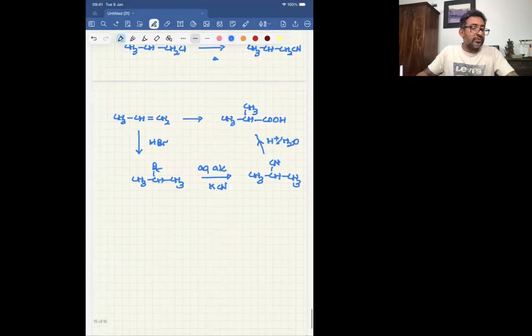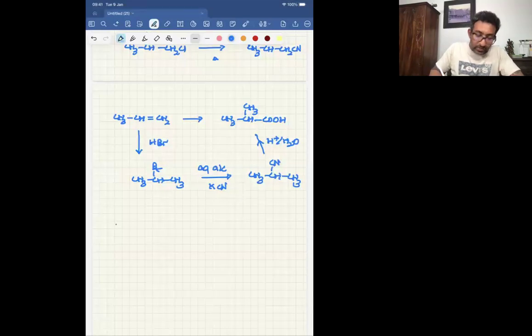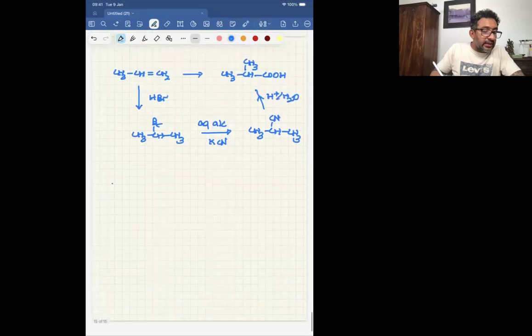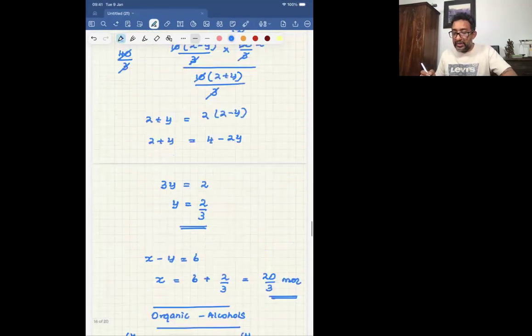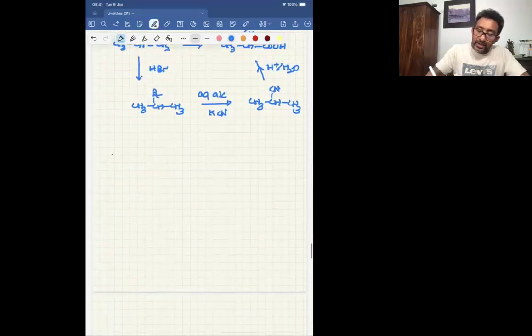H plus H2O, right? Let's look at the next compound. So what is the next one? Next one is the third one. Let me get some pages here, otherwise I get stuck all the time. Right, look at the next one. Next one is this one.